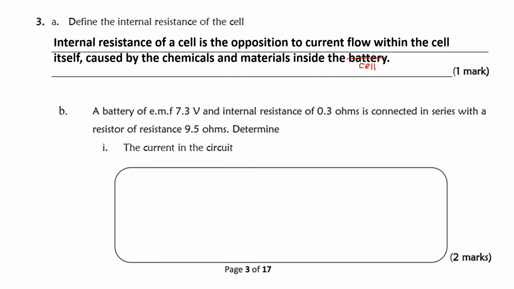Part B, a battery of EMF of 7.3 volts and internal resistance of 0.3 ohms is connected in series with a resistor of resistance 9.5 ohms. If we are to put this in a diagram, it's going to look like this. So we have a battery. Remember, battery is like this. That's the battery.